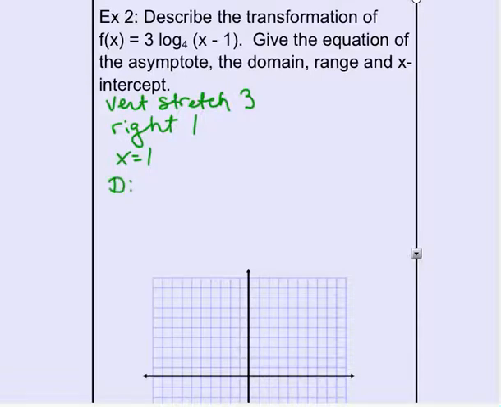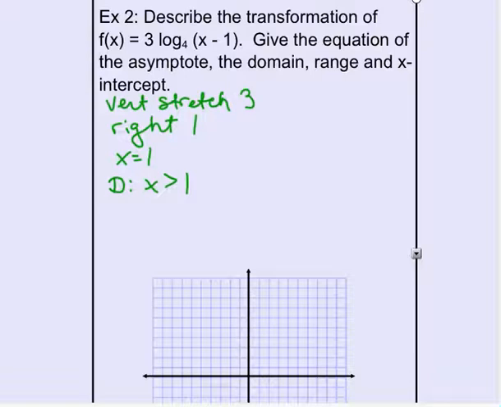The domain, we did mess with our x, so the domain changes as well. The domain of the parent function is x is greater than 0, but we shifted that right, so now it's x is greater than 1. The domain of the log function is just like the domain of a radical. You can't take the square root of a negative, and you can't take the log of a negative. So another way to think about that is x minus 1 has to be greater than 0, and then solve that inequality.